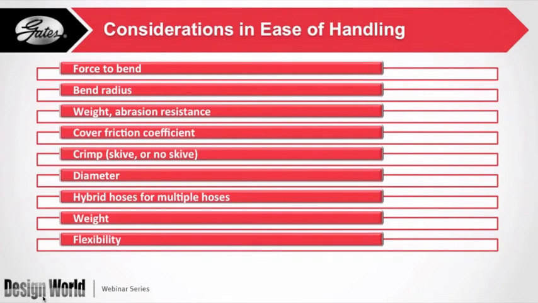And then, of course, flexibility. Flexibility and force to bend are very much the same, in that I want a nice flexible hose, but I want a hose that's going to remain at least rigid enough that I'm not going to kink it too easily and impede the flow of that fluid.